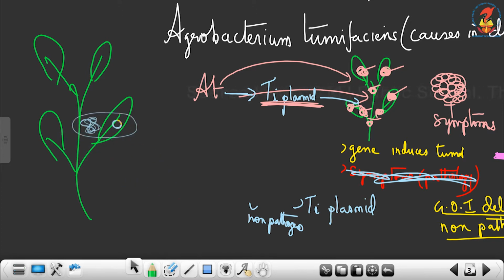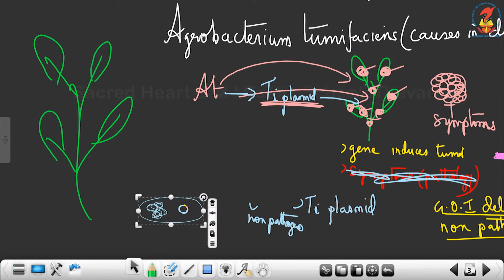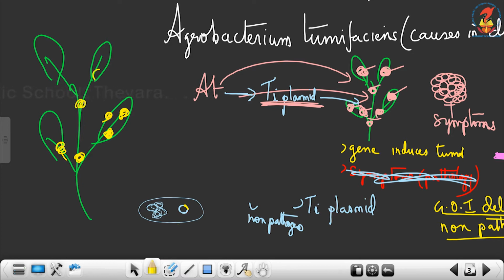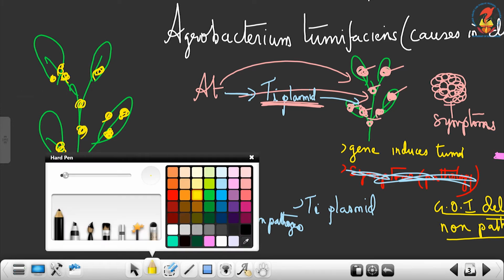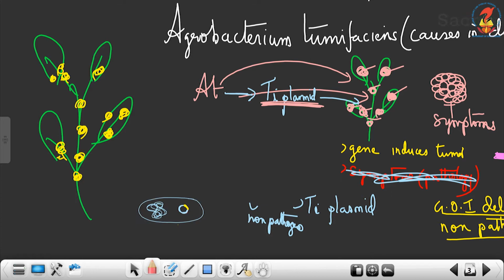Now what happens as a result? It invades all the parts. Tumors are formed. See, I indicated yellow as the gene that controls tumor. Tumors are formed in every part of the plant. A lot of tumors are being formed because the tumor inducing gene is unaltered. And when the tumor inducing gene is unaltered, our gene of interest, which I have indicated in pink, also multiplies in it.